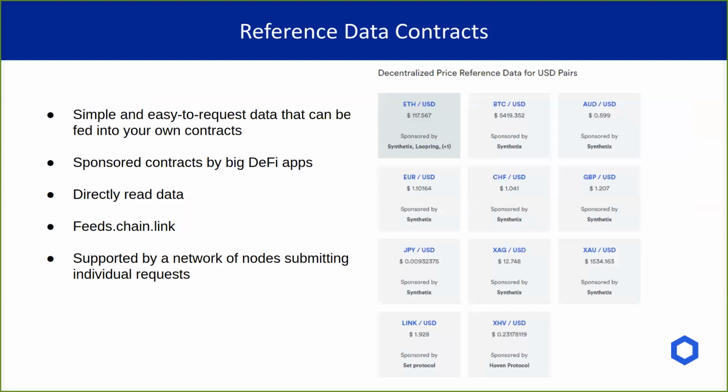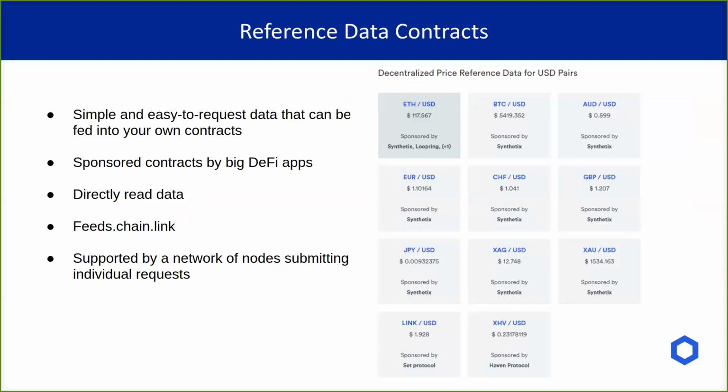Yeah, so if you're a developer or you want to create some sort of contract, there's two real main ways that you can integrate Chainlink. The first of which being reference data contracts. These are quite simple and easy to use, and you're simply requesting from a set list of data contracts. These data contracts are sponsored by very large DeFi apps, which support a network of Chainlink nodes, which all individually request, and then those requests are pooled into single feeds.